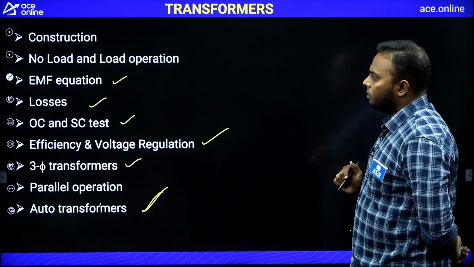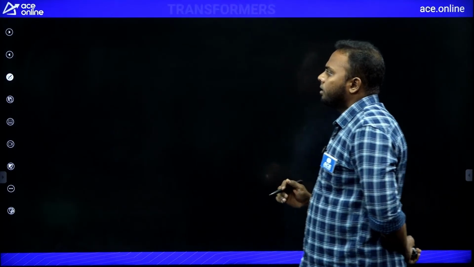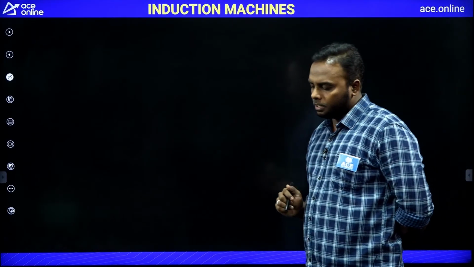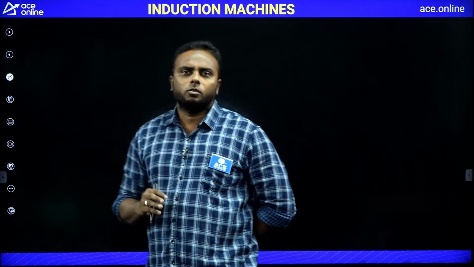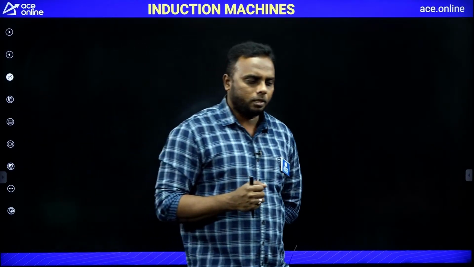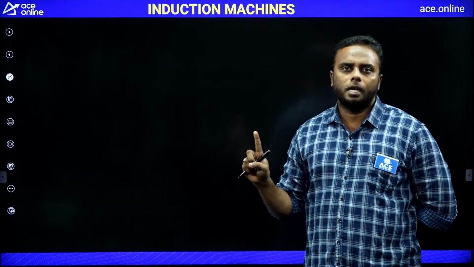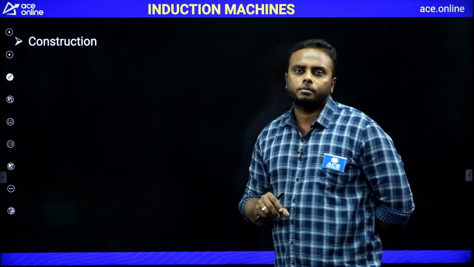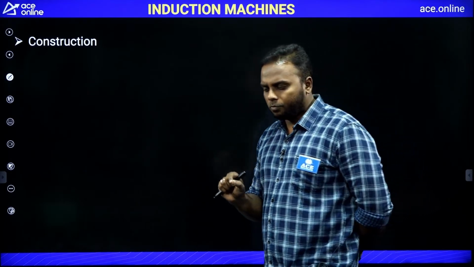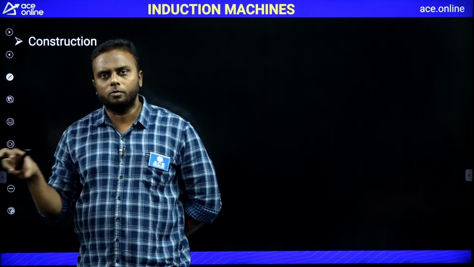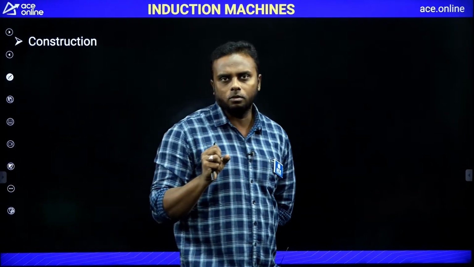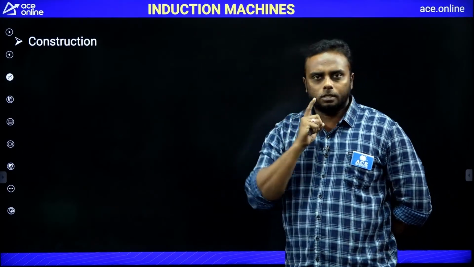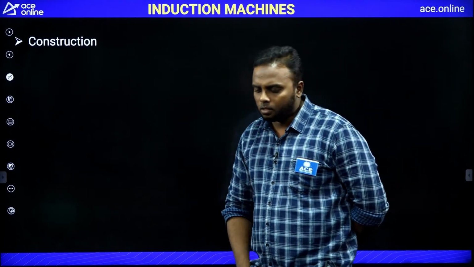Now, this is from transformer topics. Next, if you see, induction motor, induction machines. What are the topics we have first in induction machine? So start first with transformer and then induction machine. And in induction machine again, first construction will come. Construction part is the same for every chapter, every type of machine you take: transformer, DC, induction, synchronous. Construction is first. Okay. So in construction of induction machine, we have two parts, stator and rotor.